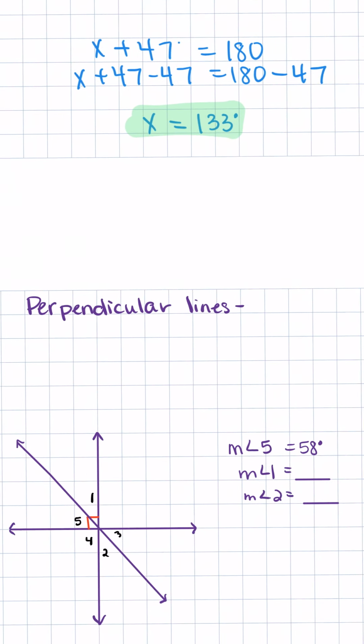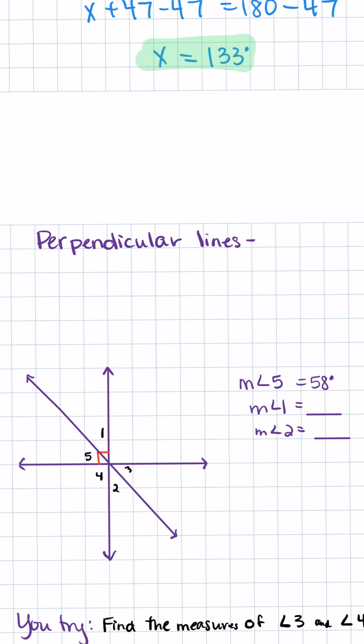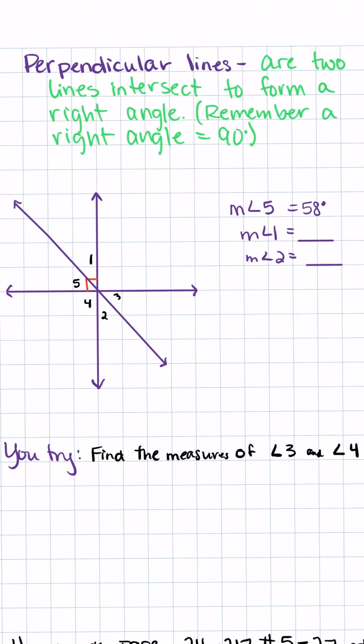So now let's take a look at perpendicular lines. Perpendicular lines are two lines that intersect to form a right angle. Remember, a right angle is 90 degrees. Okay, so you can see here, it is marked with that red mark that shows that it is a right angle.